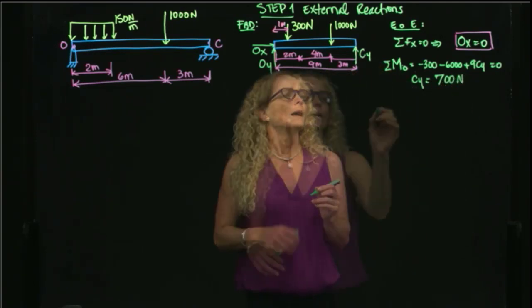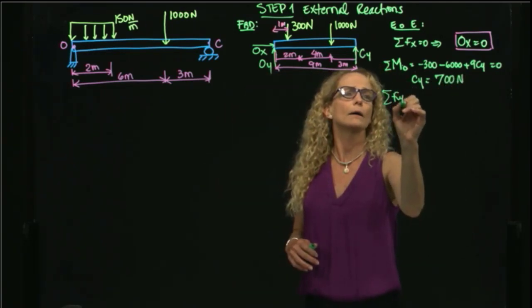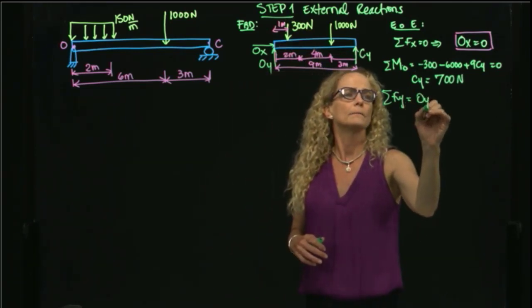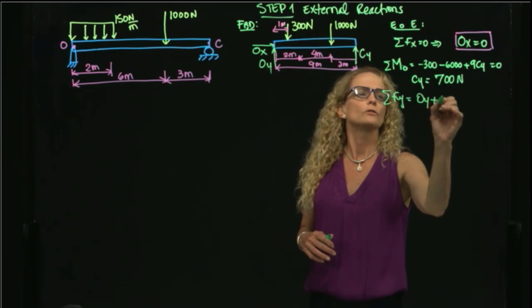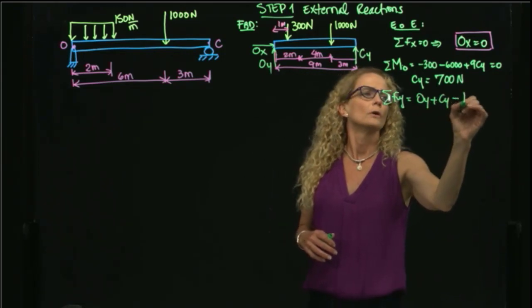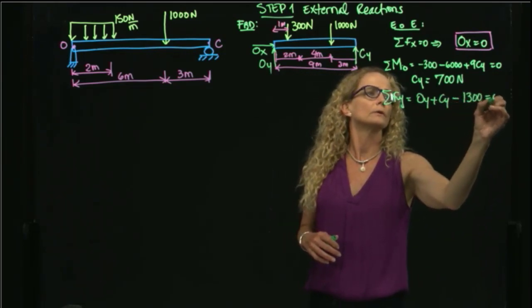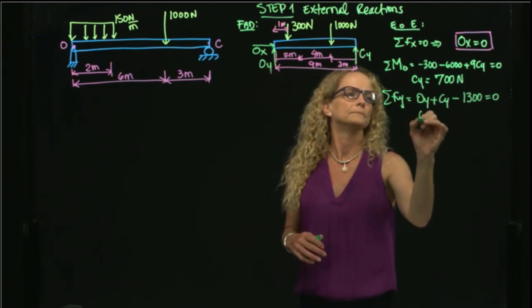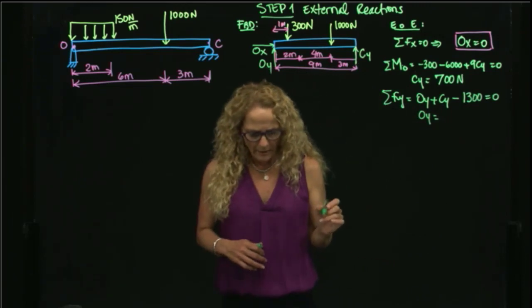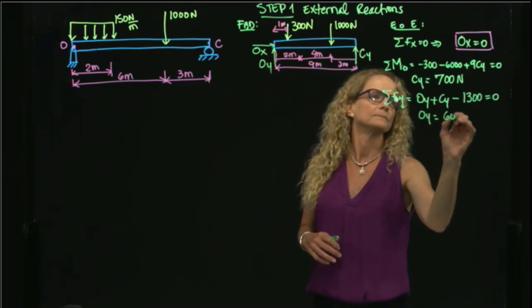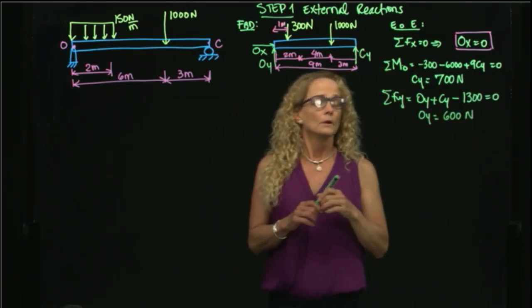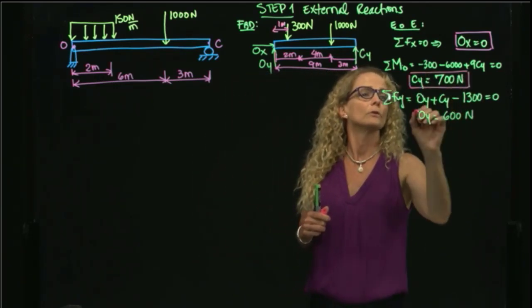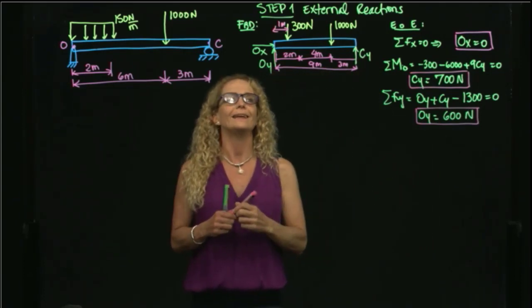newtons. Adding forces in Y, I have OY plus CY minus 1,300 equals to 0, and that allows me to find now OY. And OY is equal to 600 newtons. Okay, now that we found the external reactions, we will be able to find the internal reactions.